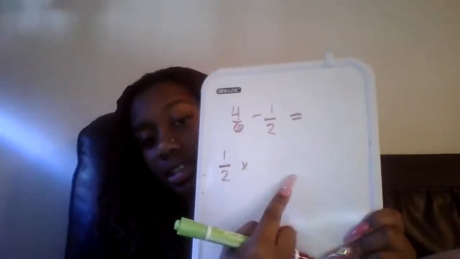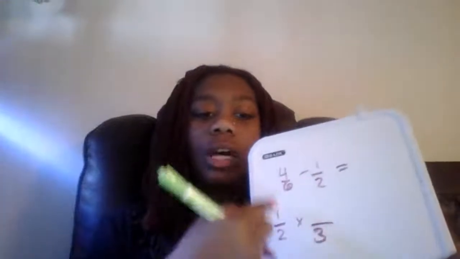So here I have 1/2, and I have to times this 2 by something to get 6. And we already did 2 times 3. So now we know 3 times 2. So now we know we can do 2 times 3. Now remember, whatever you do to the bottom, you have to do to the top, and vice versa. So if I'm multiplying the bottom by 3, the top also has to be multiplied by 3. And that'll give me the fraction 3 over 6.